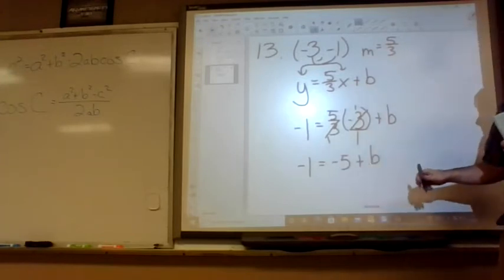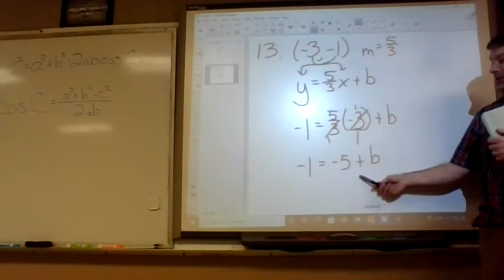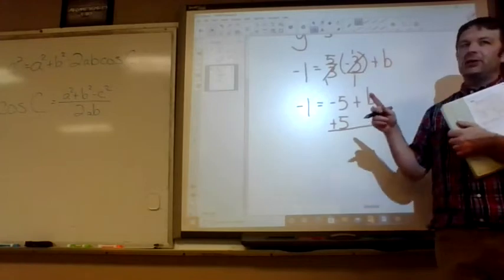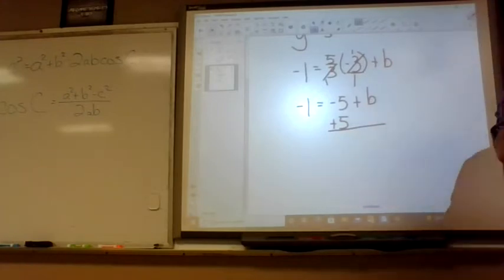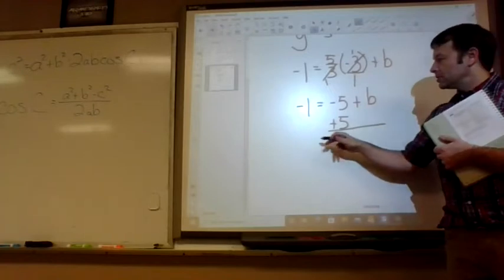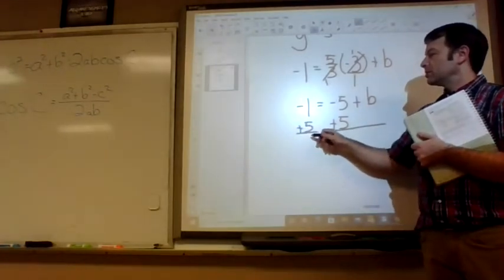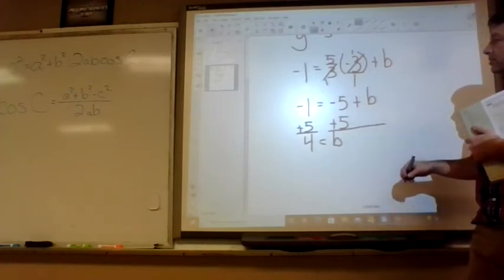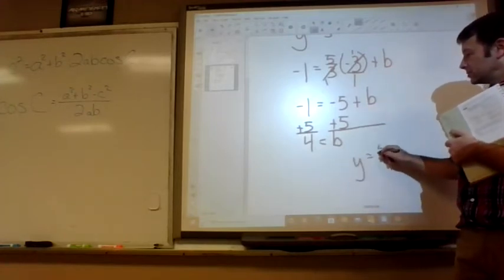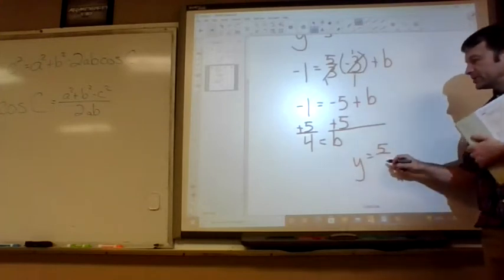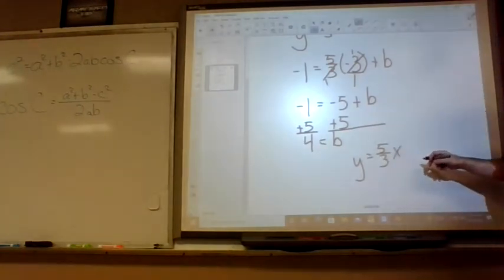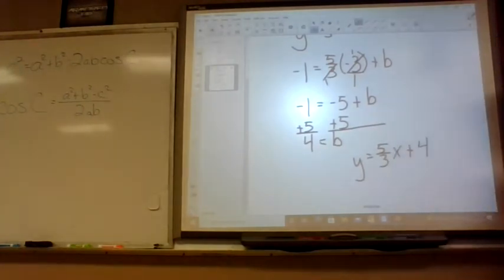Okay, good job. How do I solve that for b? You can either subtract negative 5, which is adding 5. So 4 equals b. So then it'd be y equals 5/3 x plus 4.